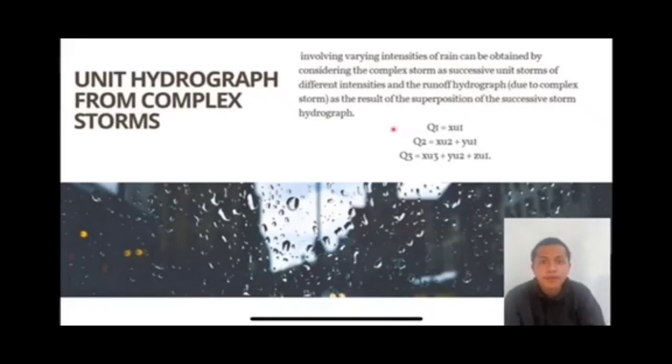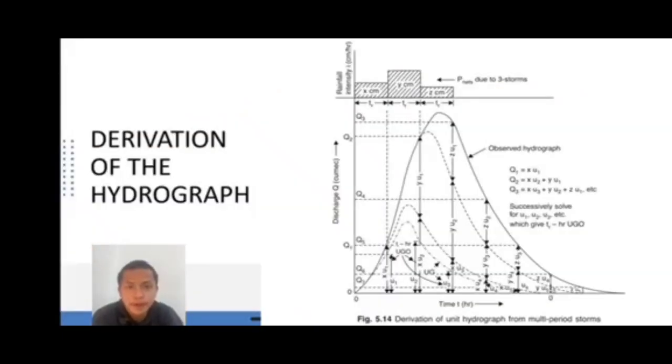Unit hydrograph from complex storms involving varying intensities of rain can be obtained by considering the complex storm as successive unit storms of different intensities, and the runoff hydrograph due to the complex storm as the result of the superposition of successive storm hydrographs. Here is the formula: Q1 is equal to XU1, Q2 is equal to XU2 plus YU1, Q3 is equal to XU3 plus YU2 plus ZU1. This is the derivation of the hydrograph.